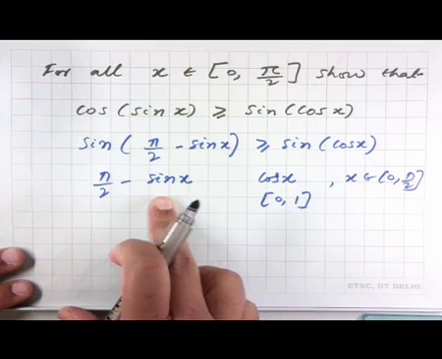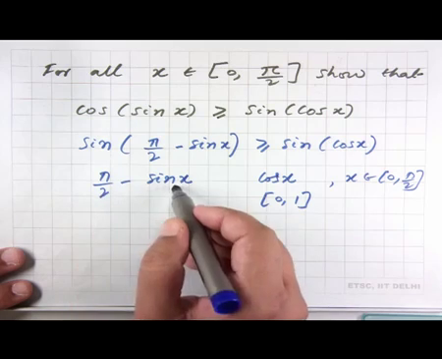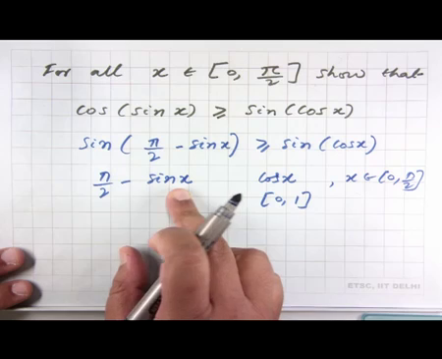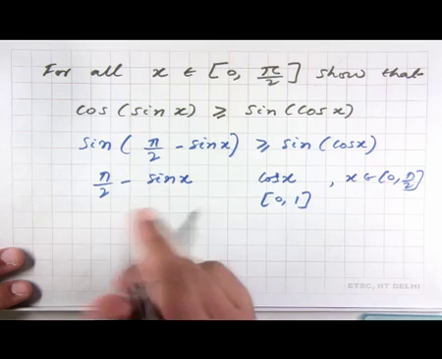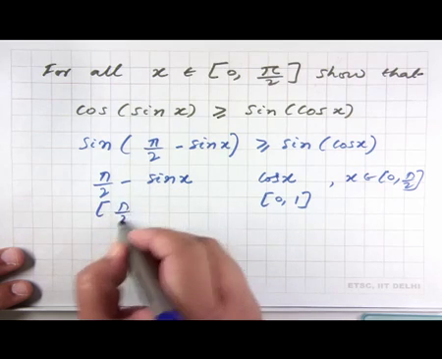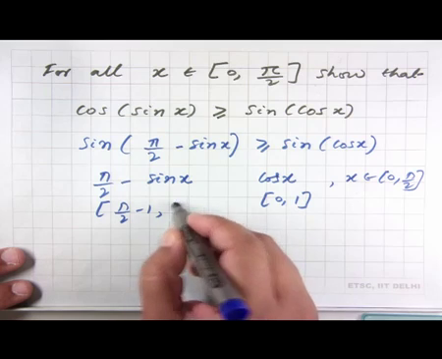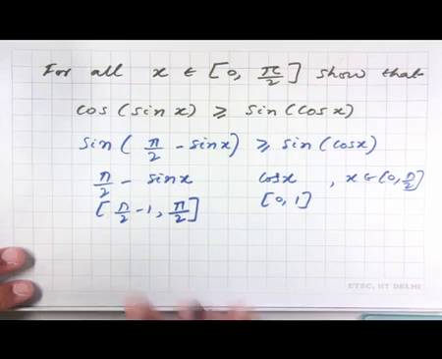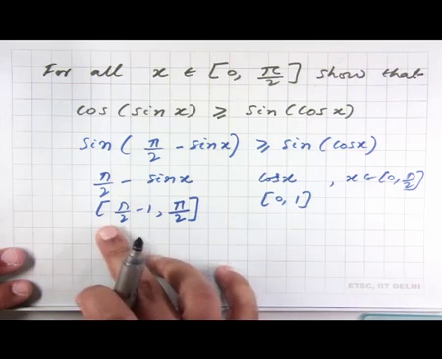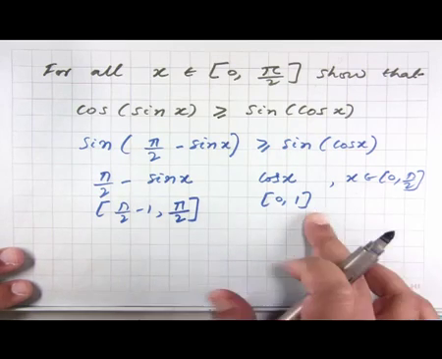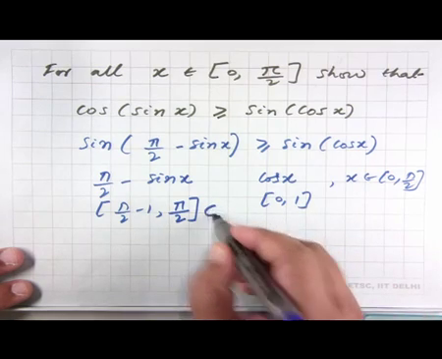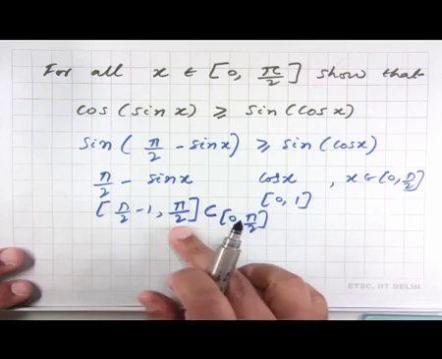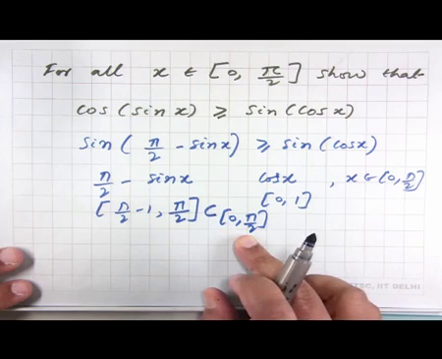and pi by 2 minus sine x, at x equal to 0, this will be pi by 2, and at x equal to pi by 2 it will be equal to pi by 2 minus 1. So, it is going to vary between pi by 2 minus 1 to pi by 2, and we see that this interval as well as this interval, both of them are subsets of the interval 0 to pi by 2. For example, this interval is a subset of 0 to pi by 2.